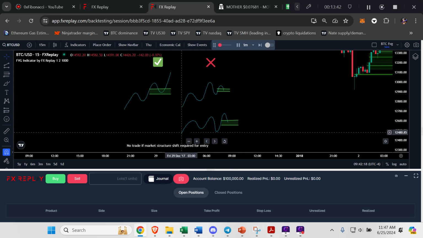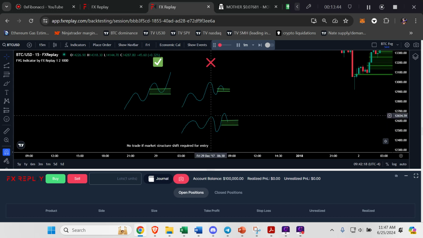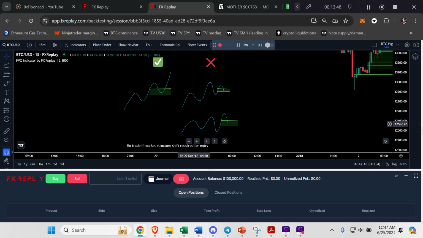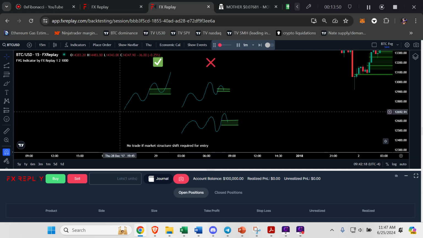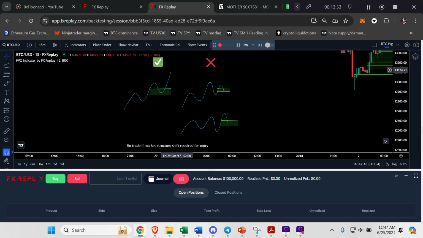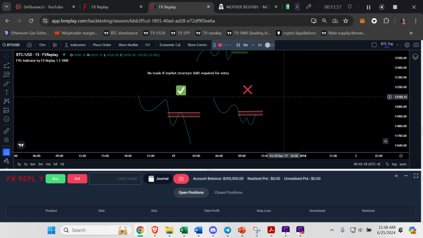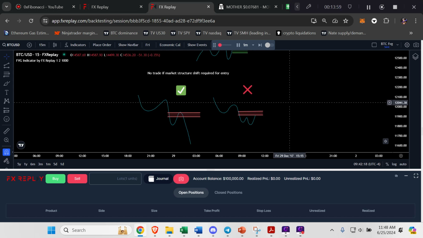And similarly, in the example below, we've got an uptrend, and then we have a lower low here and a higher high here. It's unclear what the trend is. So we're only going to enter if we see very clear market structure. And similarly, we're not going to take any trades if market structure shift is required for an entry.